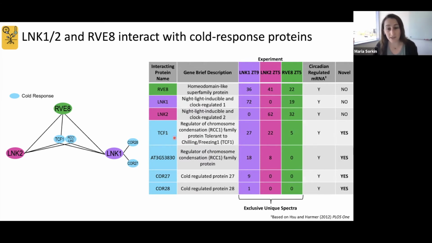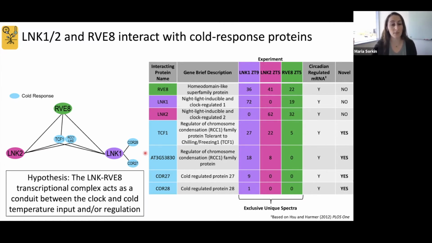These are TCF1, which stands for tolerant to chilling and freezing 1, a family member of TCF1, which is a regulator of chromosome condensation family member, and then COR27 and COR28, which are cold regulated proteins. Because we identified these cold response proteins so high up on our interactor lists for this transcriptional complex, we hypothesized that this LNK-Rev8 transcriptional complex could act as a conduit between the clock and cold temperature input, and/or regulation of cold temperature as an output of the clock.